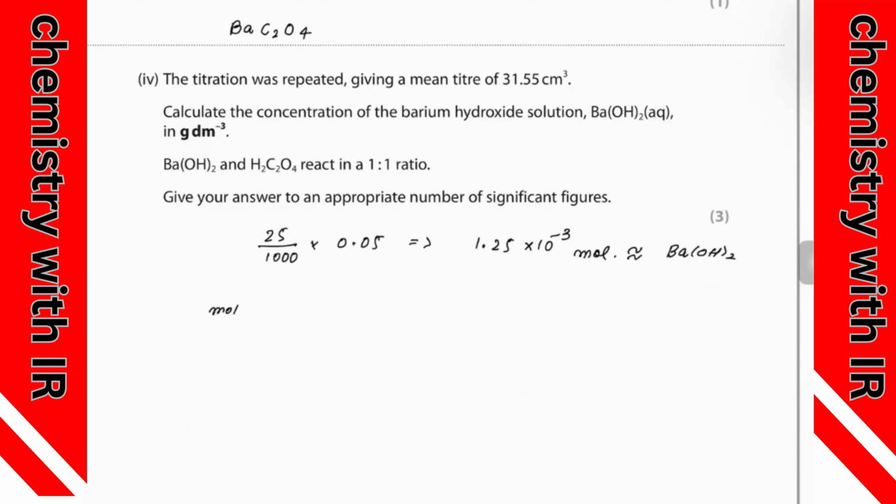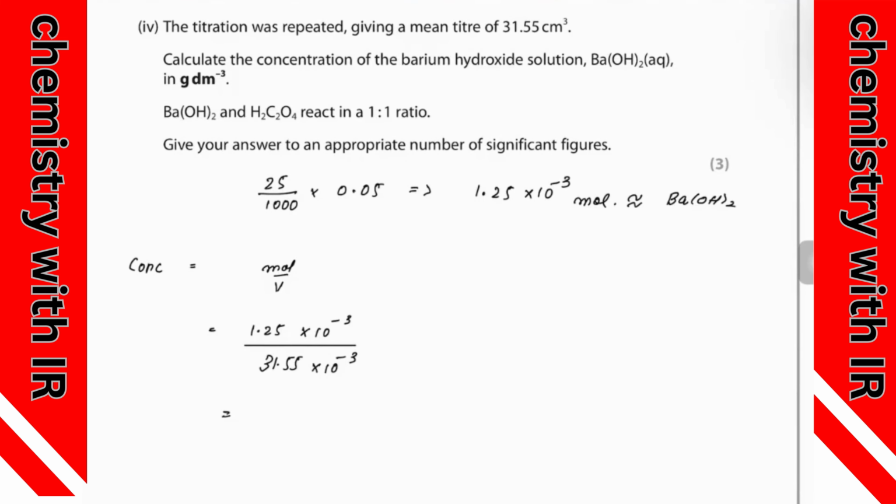Then I need to find out the concentration of barium hydroxide. Concentration is equal to mole upon volume. The mole I got is 1.25 × 10^-3, and the volume is 31.55. I have to convert it into decimeter cube by dividing by 1000. So I would have this much mole per dm cube, that is the concentration, 0.0399620 mole per decimeter cube.